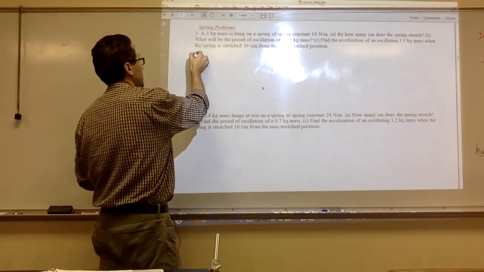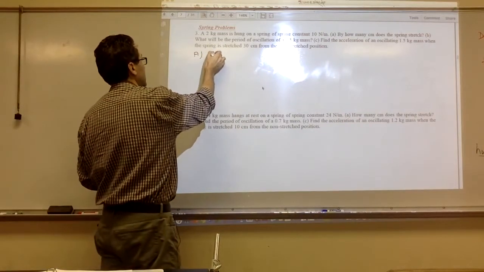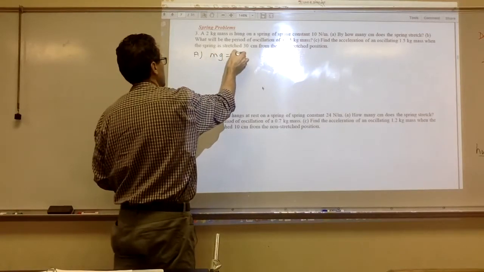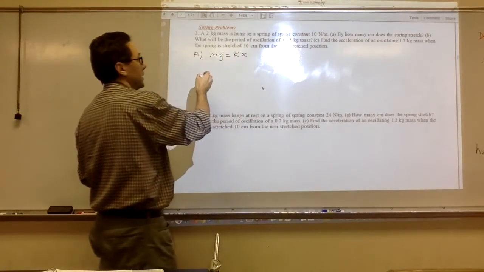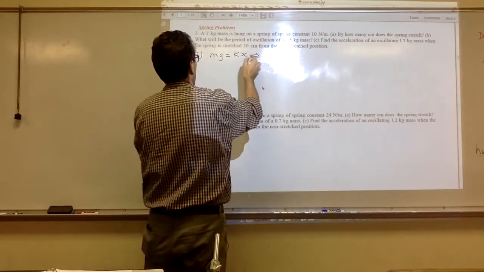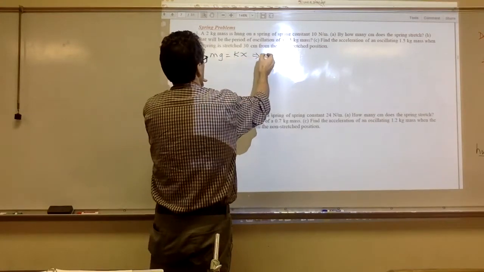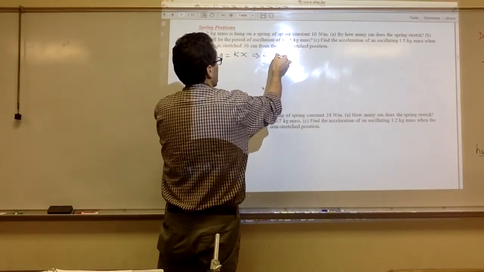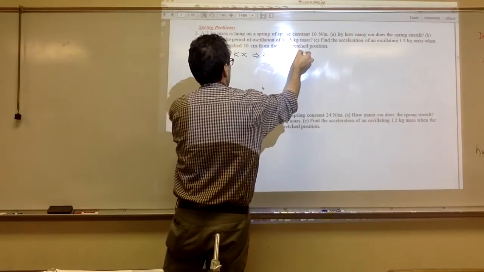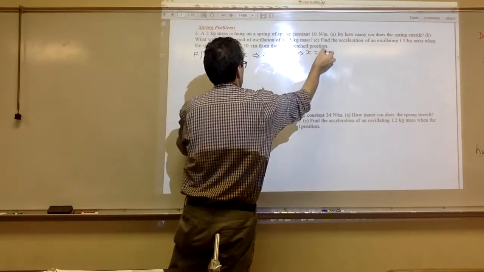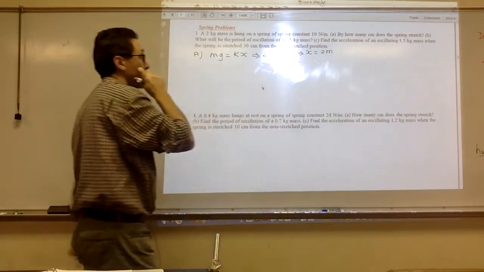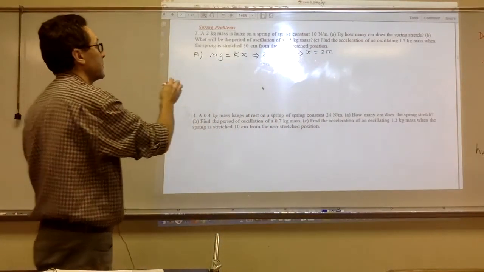So I think we're just going to do part A. mg is kx when it's just hanging there. And that's going to give us mg is 20, is 10 times x. So x equals 2 meters. So this spring is not very stiff.